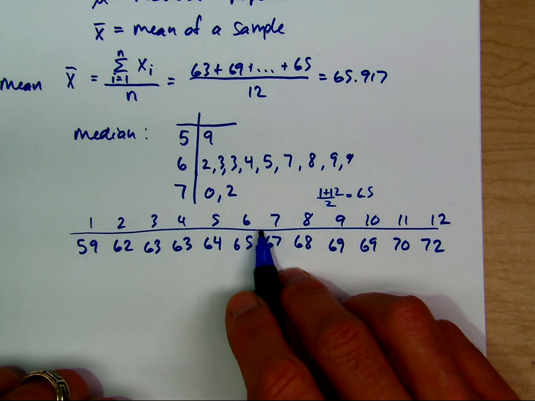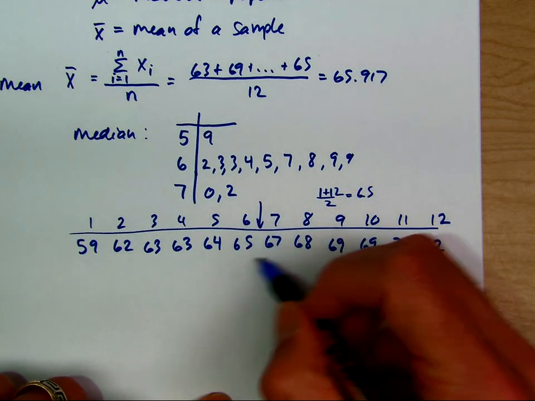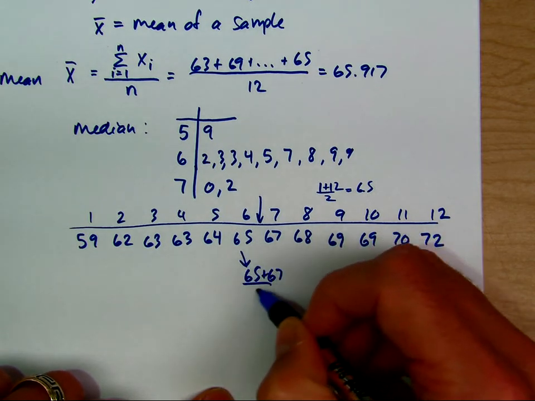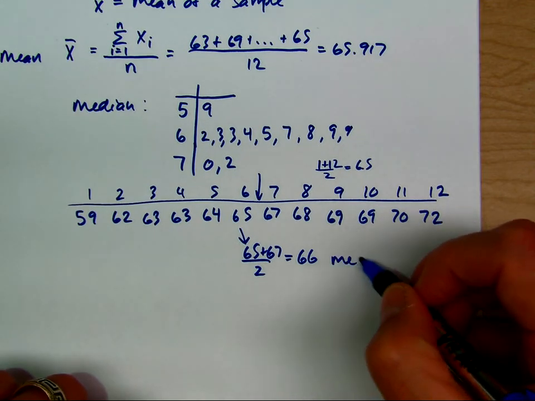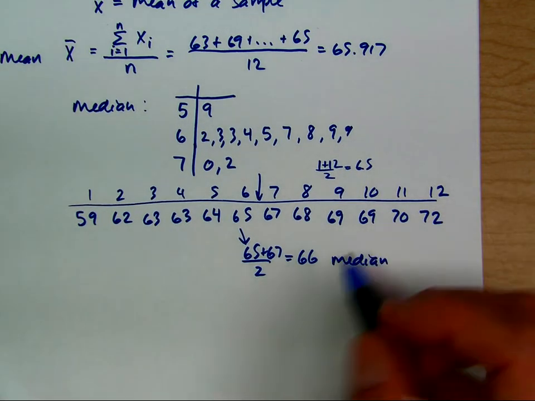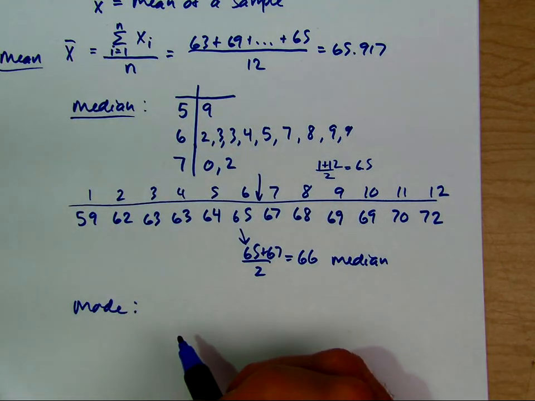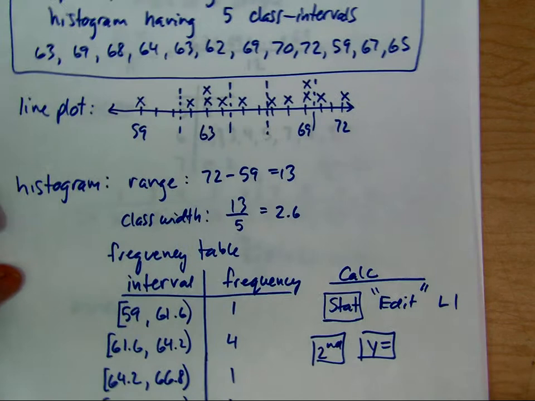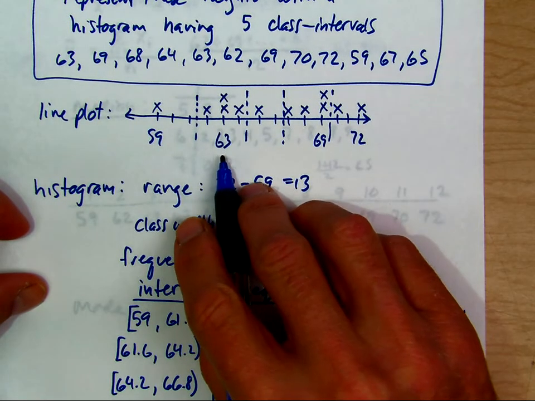So that means we're looking right here. If there are two middle numbers, then we'll find the mean of those numbers. 65 plus 67 divided by 2, 66, and that's the median. So we have mean, median, and then mode is the one that occurs the most. We can look back at the line plot, and we see a 2, 2, so there are two modes, 63 and 69.